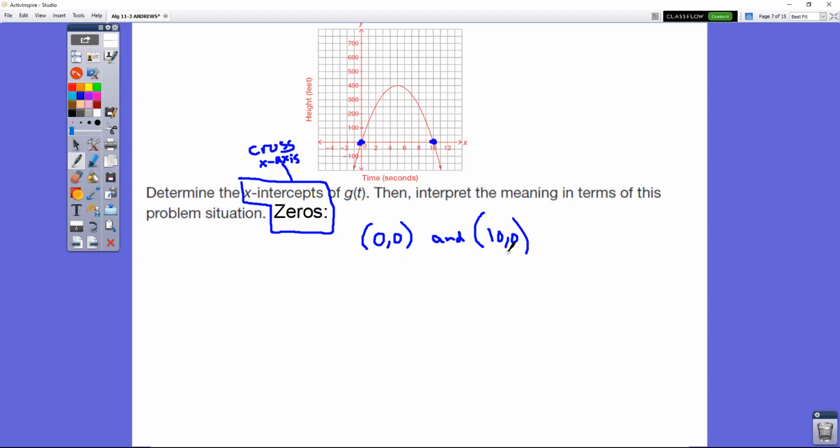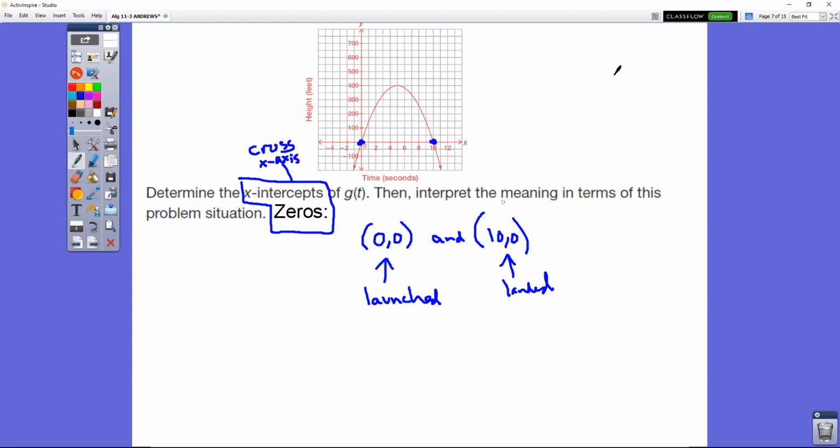Now, these are using round parentheses because those are coordinates. Those are points. We're not talking about including 0 and including 10. These are coordinates. This is where the rocket launched. That's where it launched from, and this is where it landed.